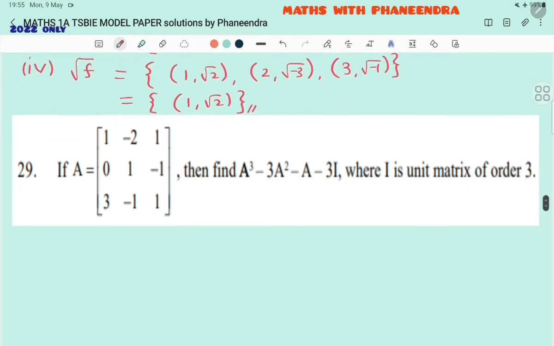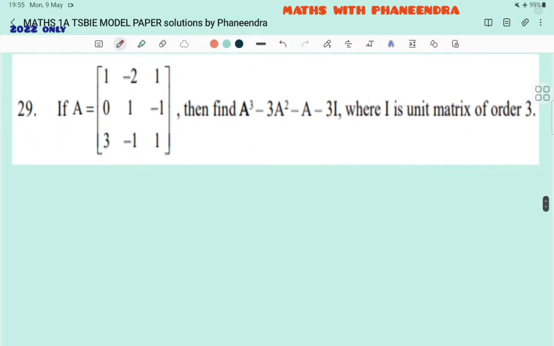We will move on to the next question, number 29. In question number 29, A equal to [1 -2 1; 0 1 -1; 3 -1 1]. Then find A cube minus 3A square minus A minus 3I, where I is a unit matrix of order 3. So I3 is [1 0 0; 0 1 0; 0 0 1]. A value is given, which means we need to calculate A square and A cube. After that, take LHS and get the RHS value.